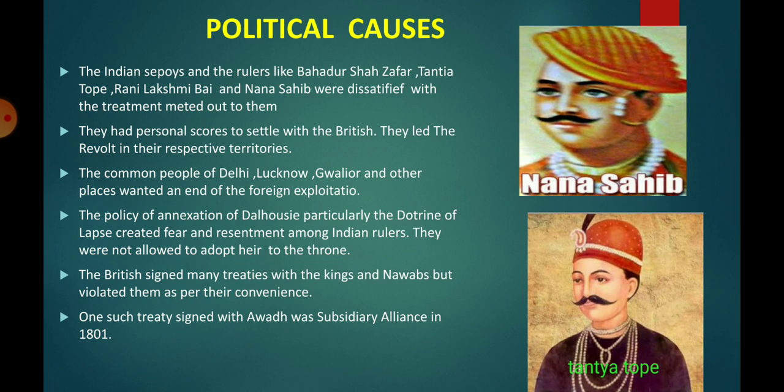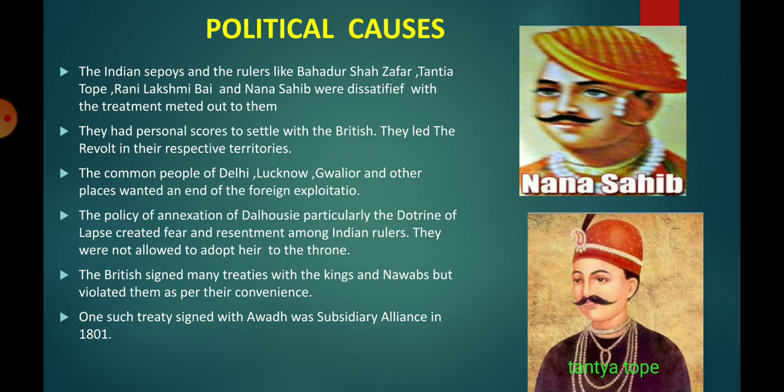The common people of Delhi, Lucknow, Gwalior, and other places had no narrow ambition. The common people also joined in this revolt. They wanted to end the foreign exploitation and foreign domination. They wanted to end the British rule. For that cause, they joined in this revolt.